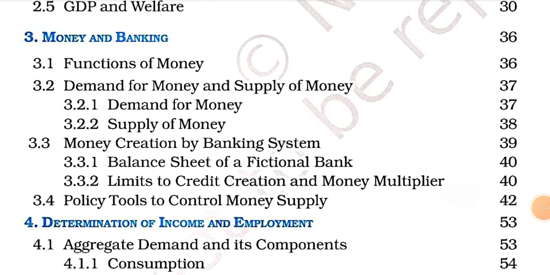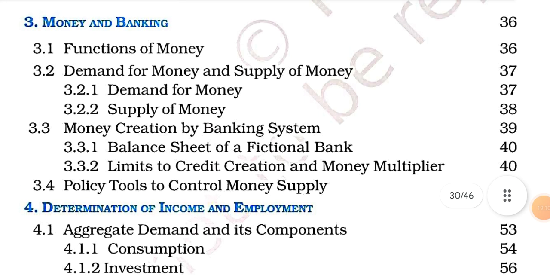3.1 Functions of money. 3.2 Demand for money and supply of money. 3.2.1 Demand for money. 3.2.2 Supply of money. 3.3 Money creation by banking system. 3.3.1 Balance sheet of a fictional bank. 3.3.2 Limits of credit creation and money multiplier. 3.4 Policy tools to control money supply.